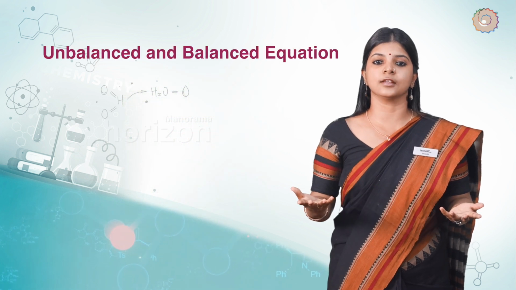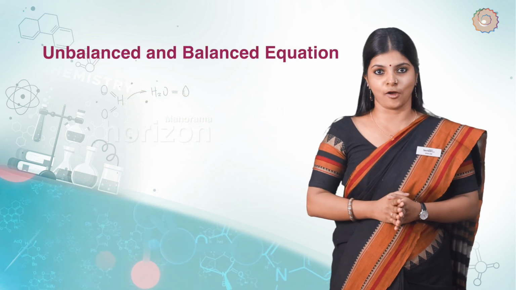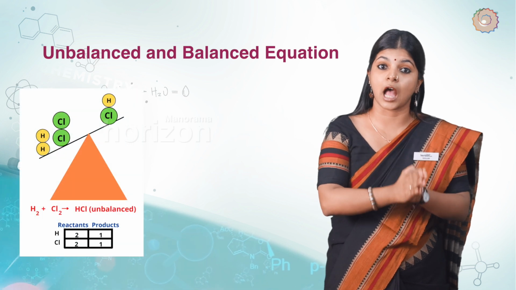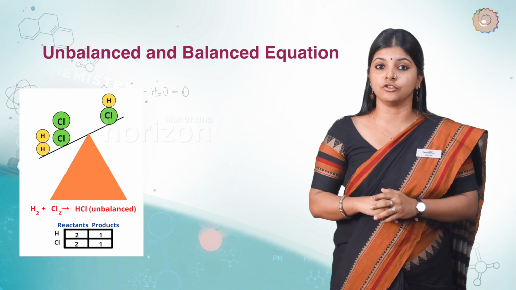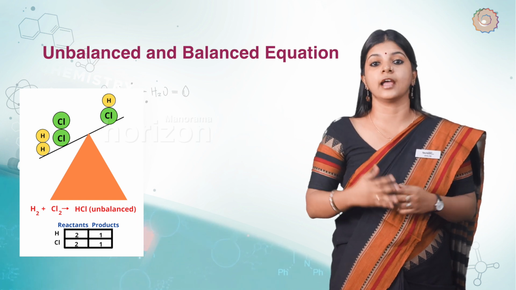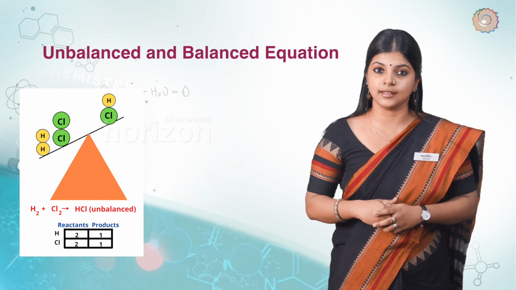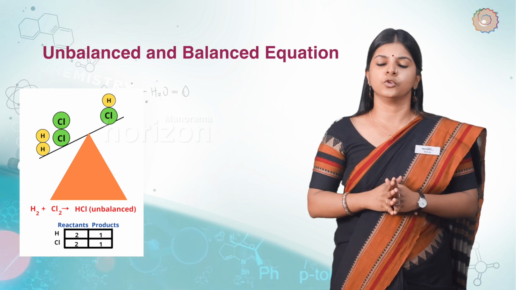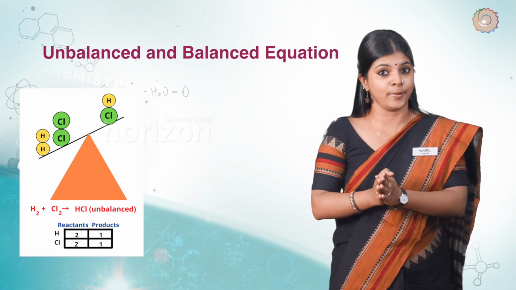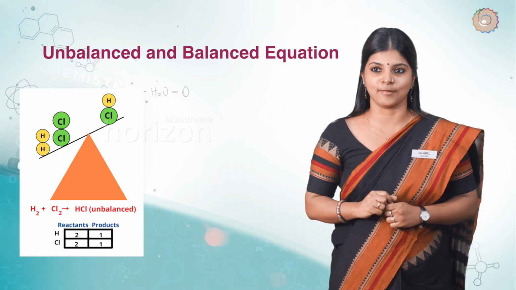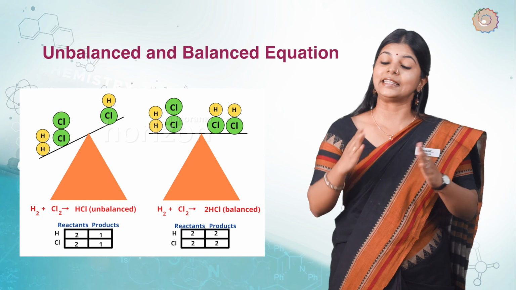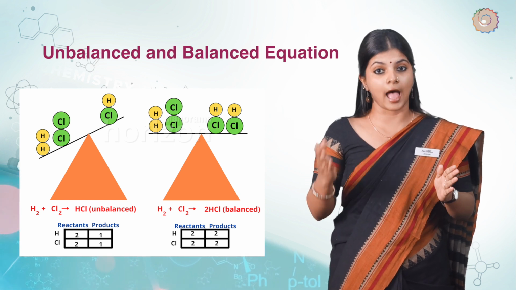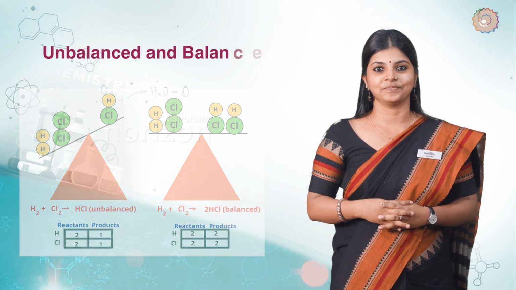So what is an unbalanced equation, which does not obey the law of conservation of mass? For example, you react hydrogen with chlorine to form hydrogen chloride. Here, as you can see, there are two hydrogen atoms on the LHS but just one hydrogen atom on the RHS. Same is the case with chlorine. So what do we do? We have to balance this equation in order to obey the law of conservation of mass. So we can multiply by 2 on the right hand side so as to get an equal number of hydrogens and chlorines on both sides. Now how do we balance a chemical equation?